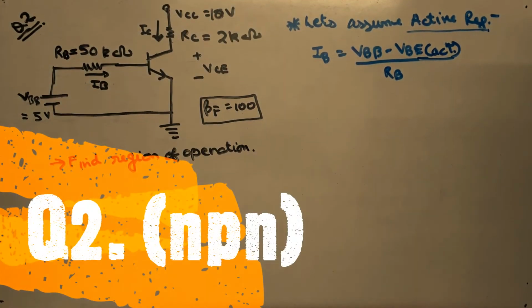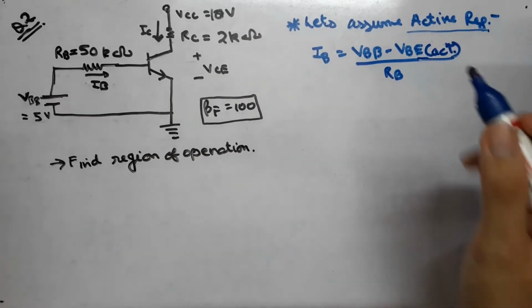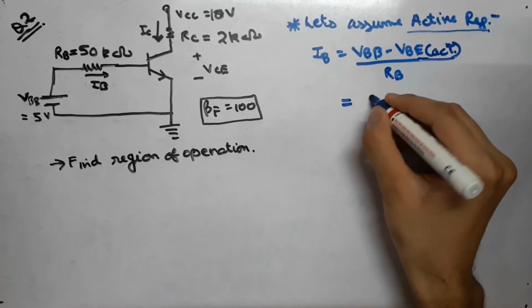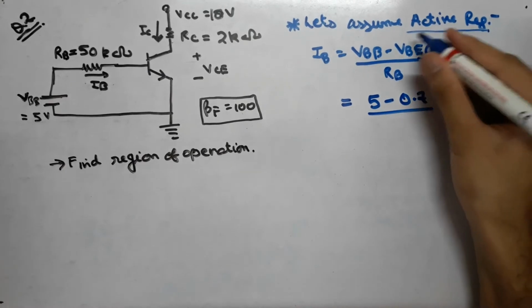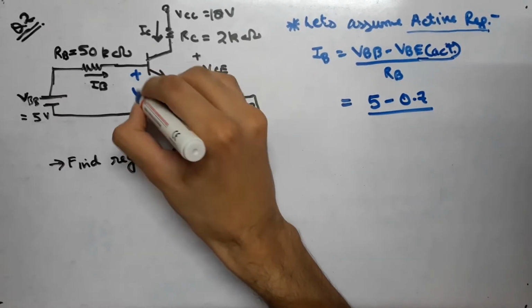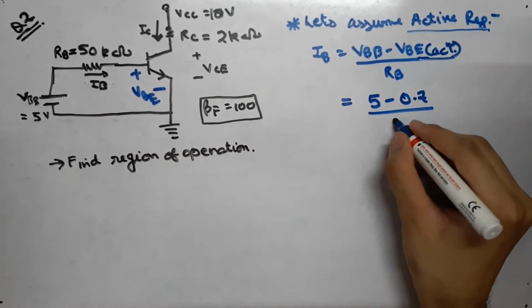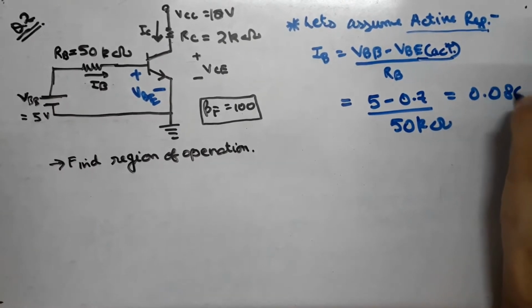In question number 2, we have to find the region of operation of the given BJT. Whenever we have to find the region of operation, we first assume that the BJT is in the active region. For that we will use the formula for the active region, that is IB is equal to VBB minus VBE active upon RB. Now we will put the values, that is 5 minus 0.7. We know that in the active region VBE is 0.7, and RB is equal to 50 kilo ohm. We will get 0.086 milliampere.